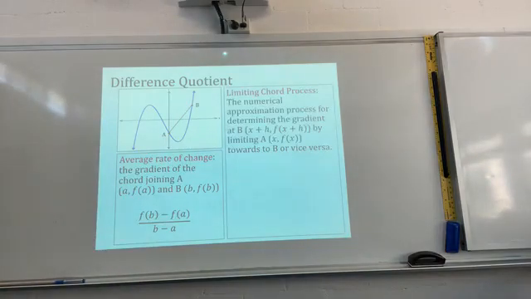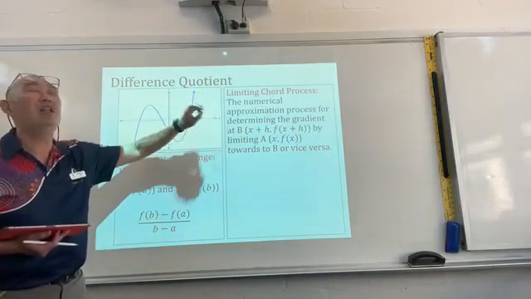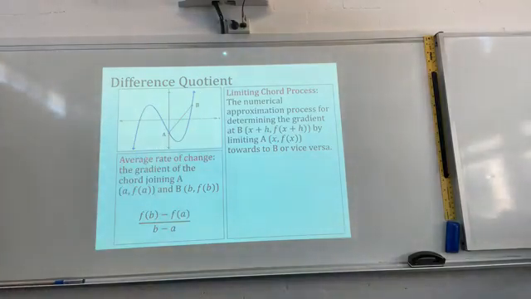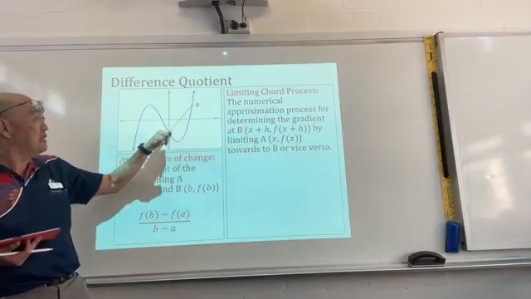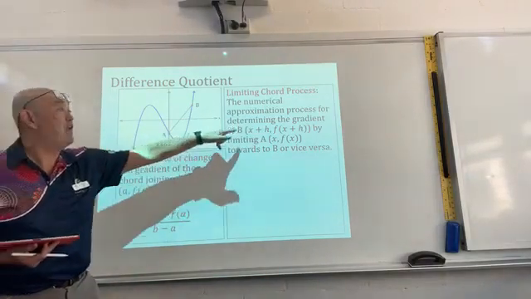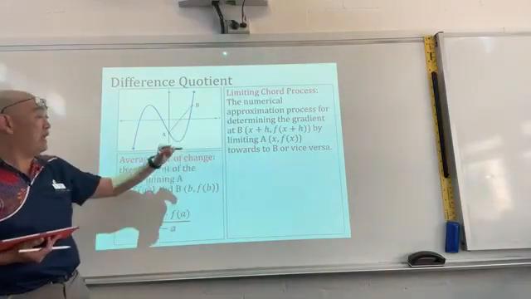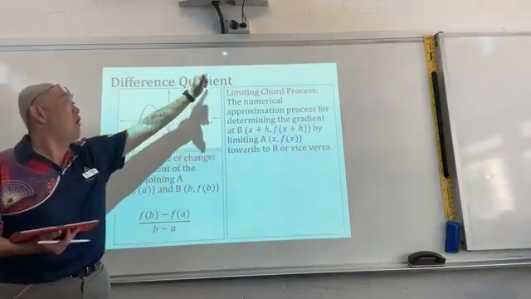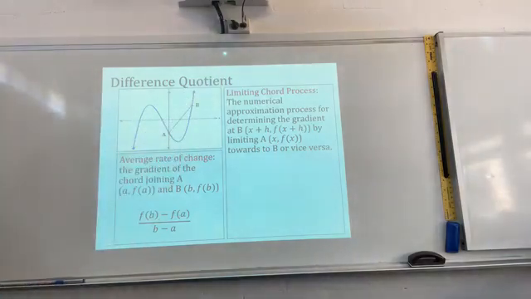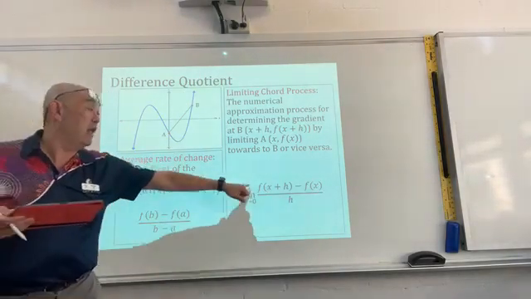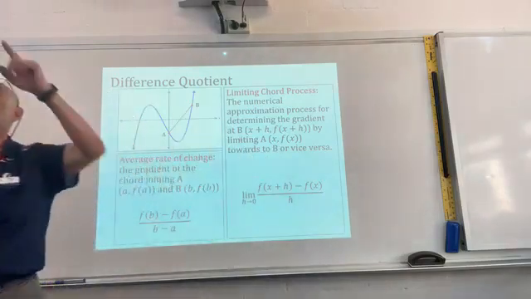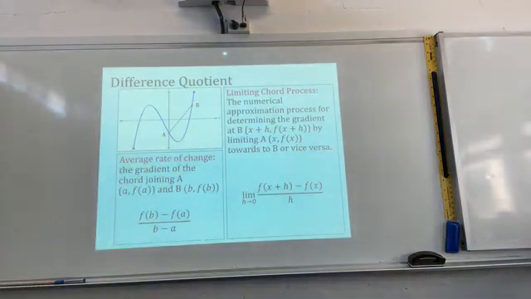Now the next thing you need to know is the limiting chord process. So what you're thinking about is a numerical approximation. The process of determining the gradient at B, x plus h. So if this is x plus h, and the function of x plus h, thereby limiting A, approaching from here, or you could be here, approaching from this side. So all you need to remember is that limit of h approaching 0, f(x plus h) minus f(x) over h, that is your derivative. All right?